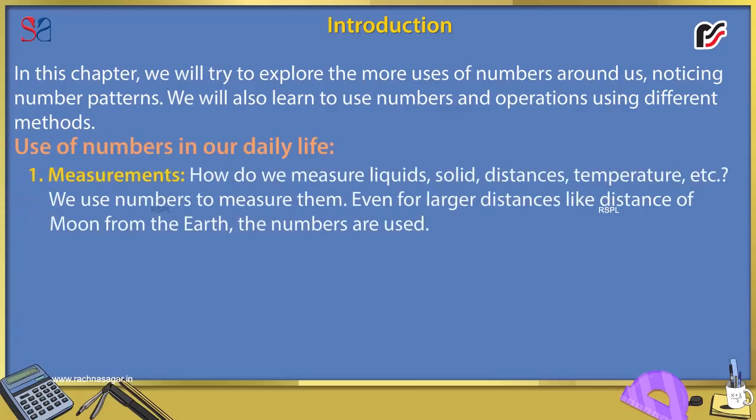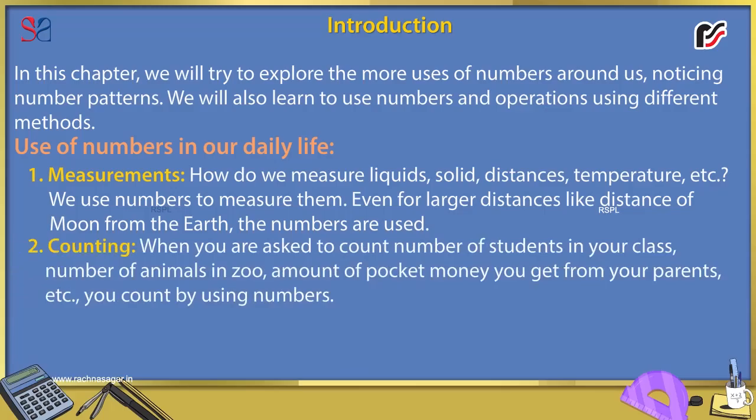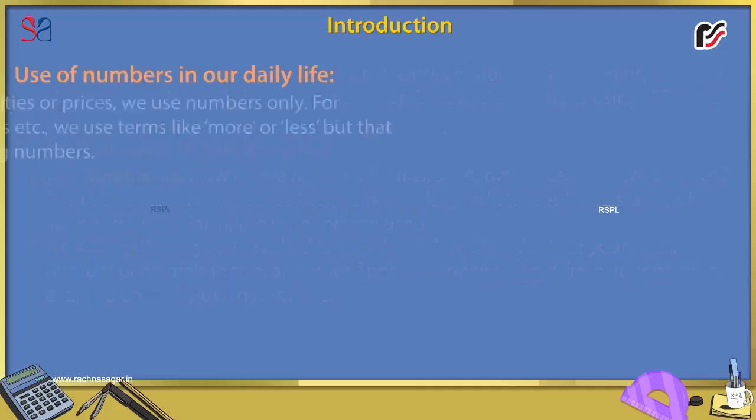Measurements. How do we measure liquids, solid, distances, temperature, etc.? We use numbers to measure them. Even for larger distances like distance of moon from the earth, the numbers are used. Counting. When you are asked to count number of students in your class, number of animals in zoo, amount of pocket money you get from your parents, etc., you count by using numbers.